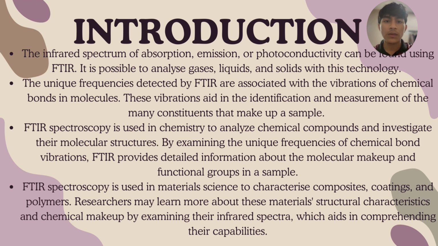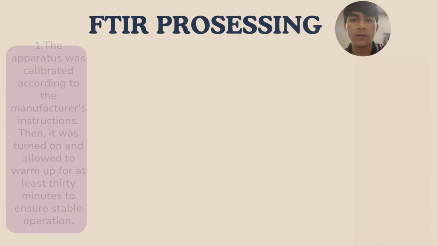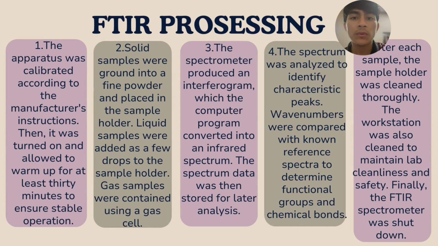FTIR spectroscopy is used in chemistry to analyze chemical compounds and investigate their molecular structure. By examining the unique frequency of chemical bond vibration, FTIR provides detailed information about the molecular makeup and functional groups in a sample. FTIR spectroscopy is used in material science to characterize composites, coatings and polymers. Researchers may learn more about the material's structure, characteristics and chemical makeup by examining their infrared spectra, which aids in comprehending their capabilities. First, the apparatus was calibrated according to the manufacturer's instructions.